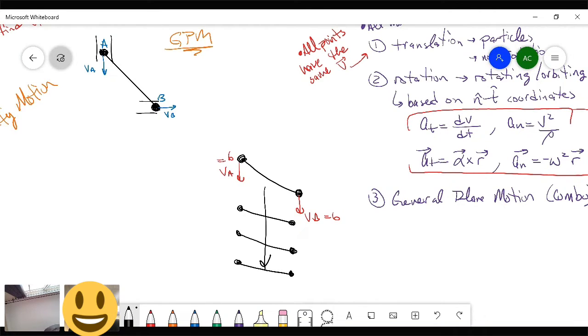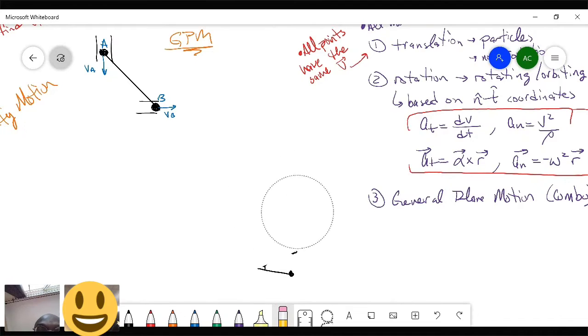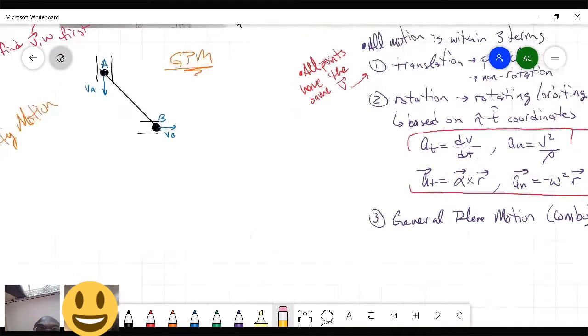That's the translation. Yeah, like if I dropped a block onto the ground and I use 2 points on that block, they're both going down. Exactly. That's exactly what a translation looks like.